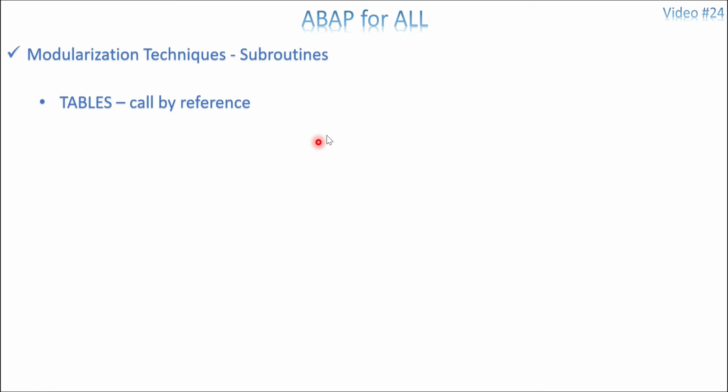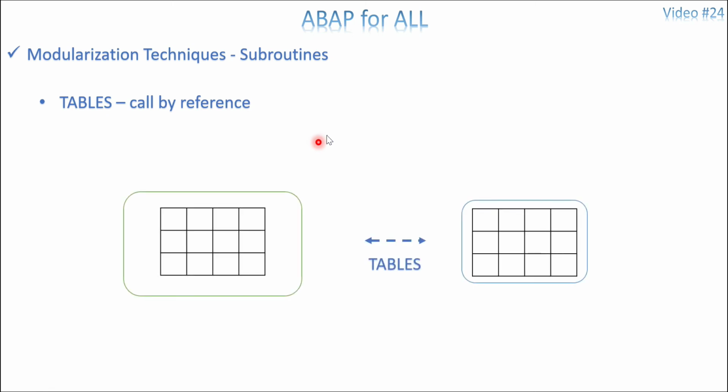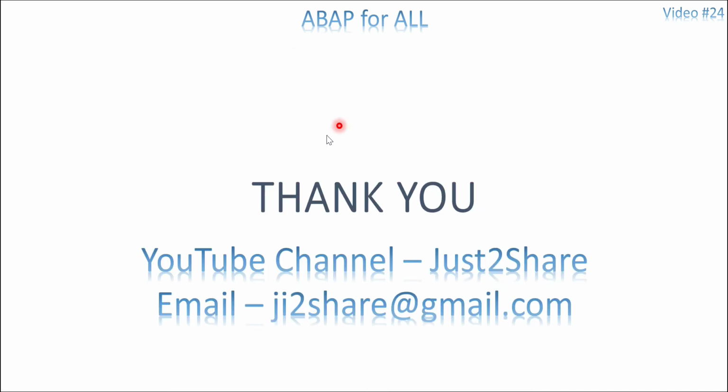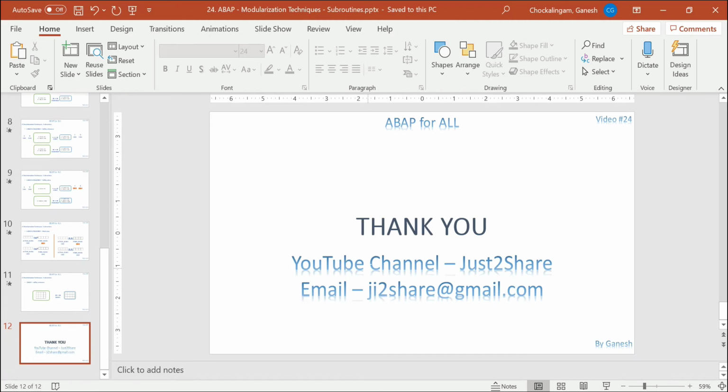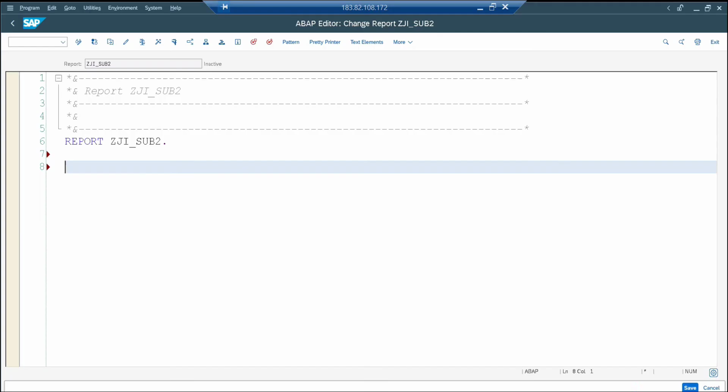Whenever a change happens in your subroutine or the main program, it immediately reflects wherever it has been used. It's a two-way communication, so nothing big over here. I will show you everything in the system, so you'll get a better idea about call by value, call by reference, using, changing, work area, tables, and everything.